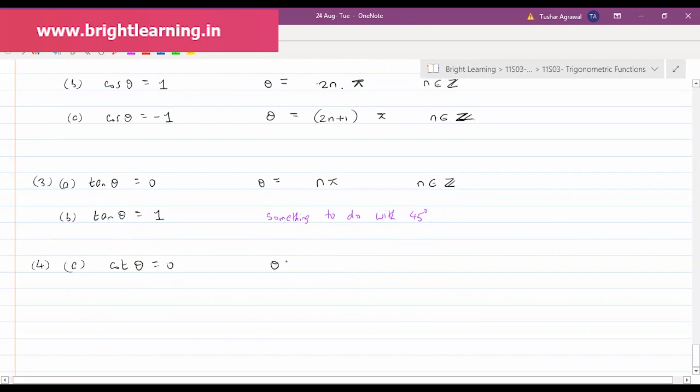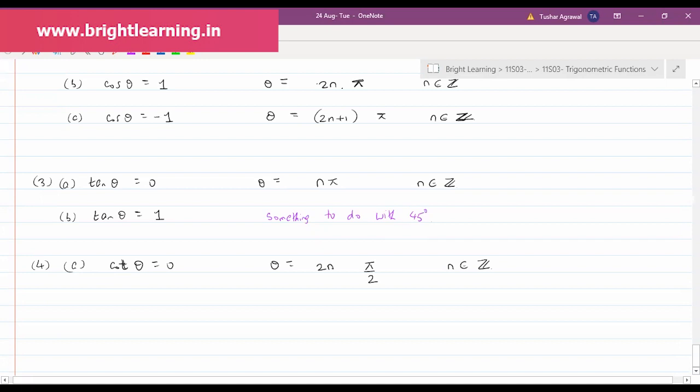Cot theta is equal to 0. So theta is equal to... Cot is cos upon sine. So I want the cos of that angle to be 0, the numerator. Cos theta equal to 0. So when is cos 0? Cos is 0 on the y-axis. Positive or negative doesn't matter. So on the y-axis, positive or negative doesn't matter. So odd multiple of pi by 2.